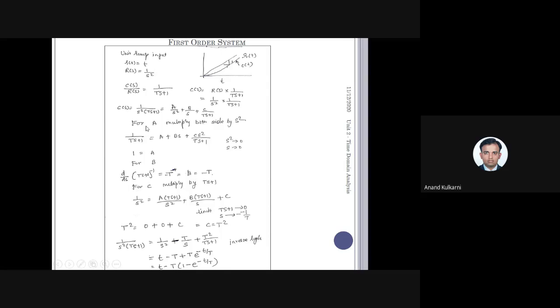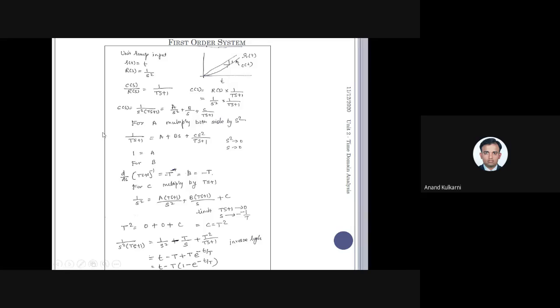For B, you cannot follow this procedure because the denominator of B is s. So if you multiply both sides of the equation, here one s will remain, here also one s will remain. And if you take s tending to 0, this part will become infinity and this part will also become infinity. So you cannot evaluate B like that. So to evaluate B, you have to follow a similar procedure to A.